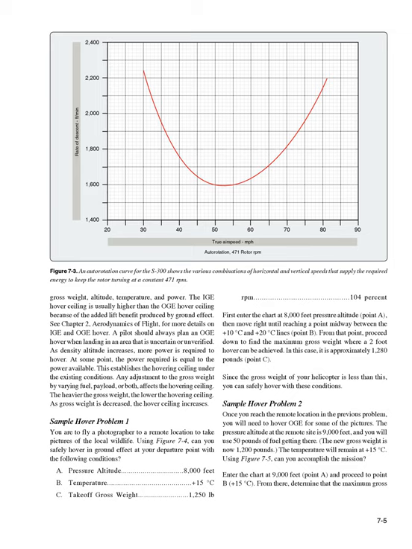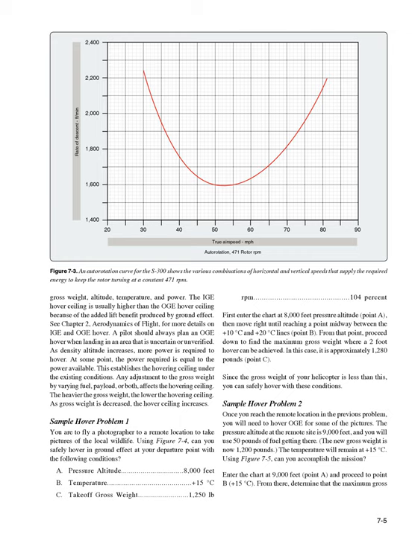The IGE hover ceiling is usually higher than the OGE hover ceiling because of the added lift benefit produced by ground effect. See Chapter 2, Aerodynamics of Flight, for more details on IGE and OGE hover. A pilot should always plan an OGE hover when landing in an area that is uncertain or unverified. As density altitude increases, more power is required to hover. At some point, the power required is equal to the power available. This establishes the hovering ceiling under the existing conditions.